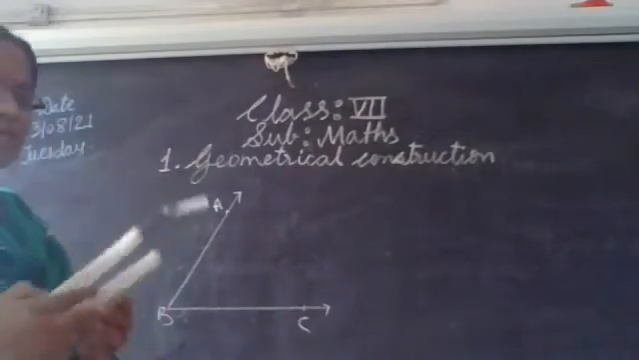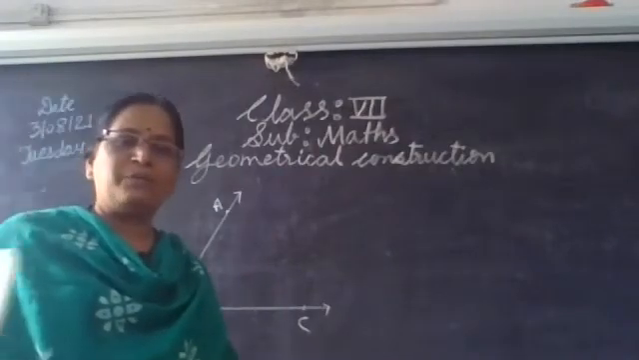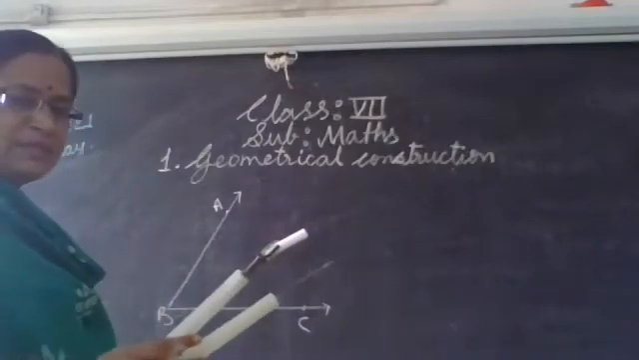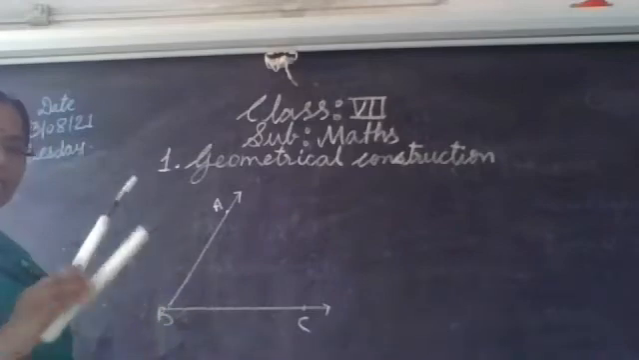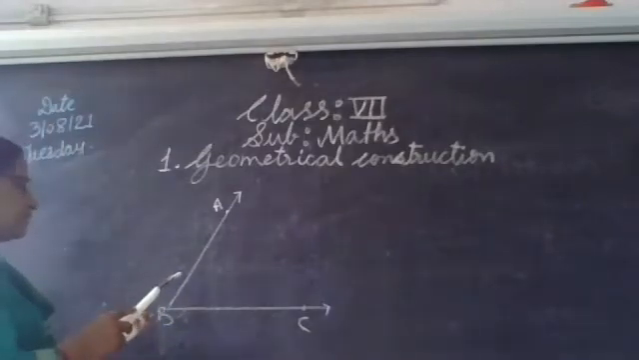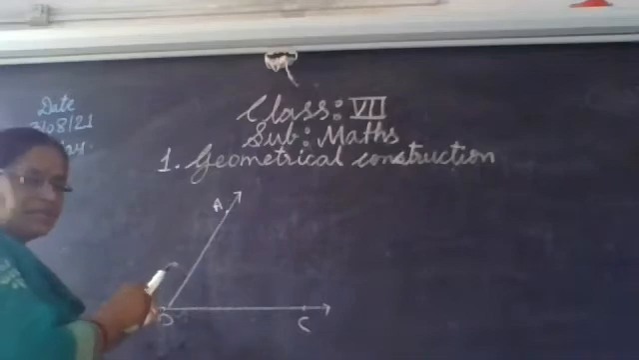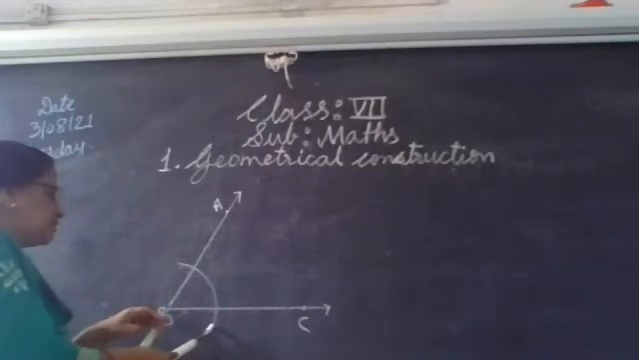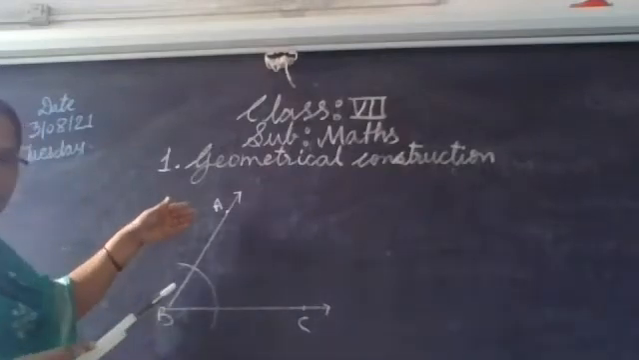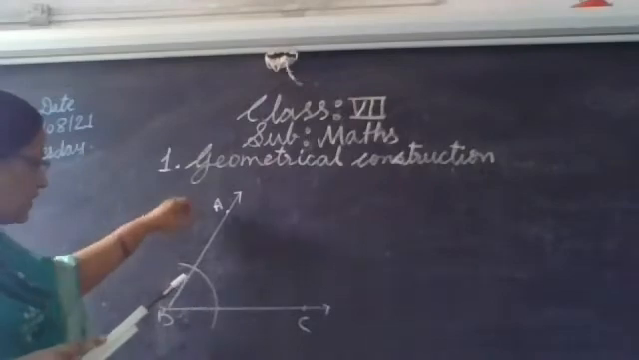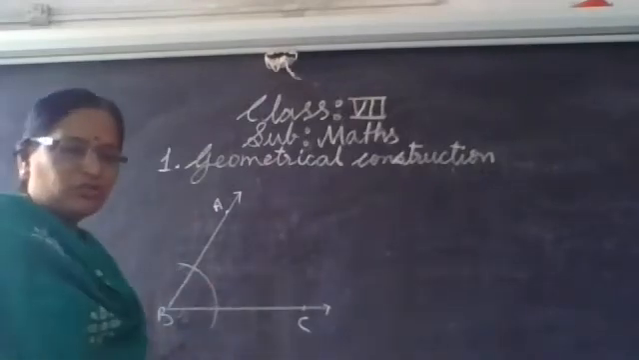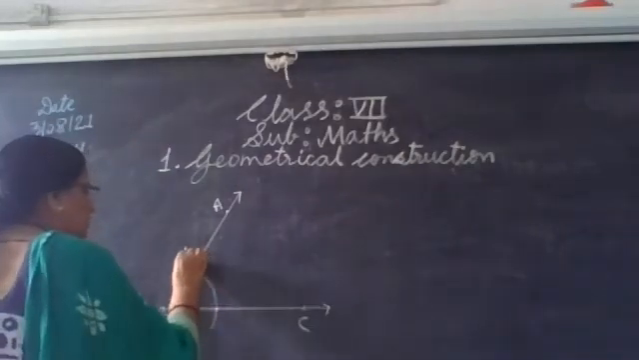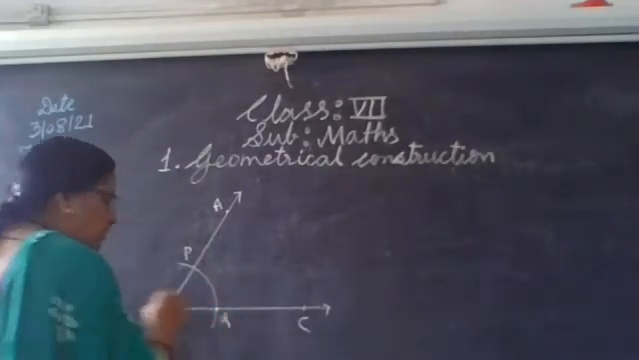So how to bisect, see? It is what? Compass. So with the help of compass, we will divide the given angle into two equal parts. So how to see, better, the procedure? Place the pointer of the compass on vertex B like this and draw an arc which intersects BA and BC. So these are the two different points. Suppose it is point P and it is point Q.